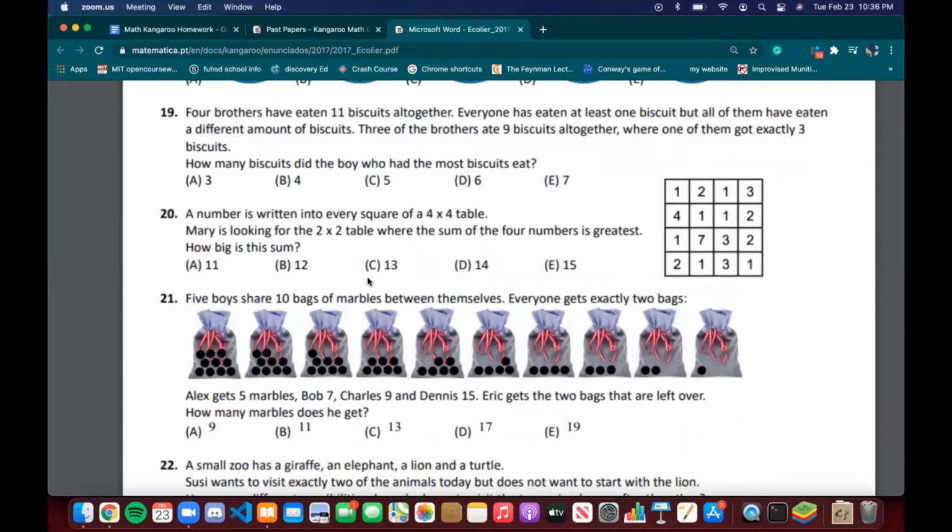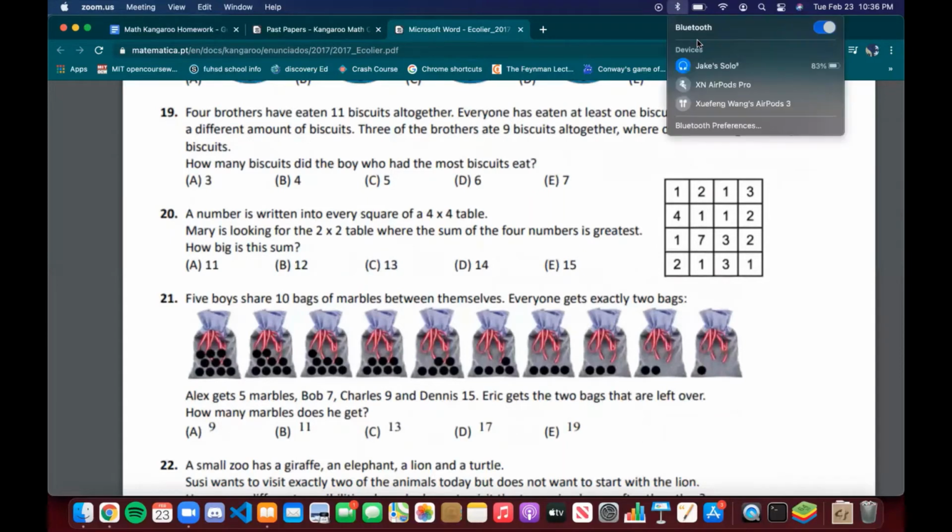Okay, so it doesn't look like anyone wants to do problem 19. So I'll just do it.